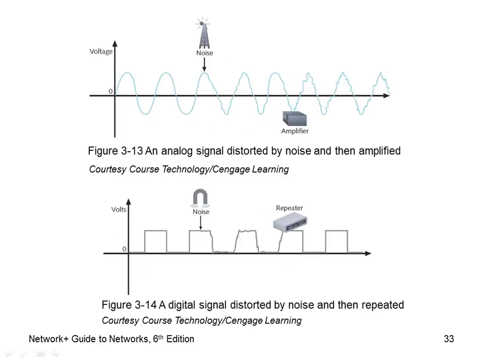So here they're showing the difference in an analog and a digital when it's repeated. In an analog, if you have an amplifier, you'll notice the signal afterwards, you've just amplified the noise. Digital, though, when you have a repeater, you regenerate the signal. So that's one reason digital is better. You've taken the noise back out of it.